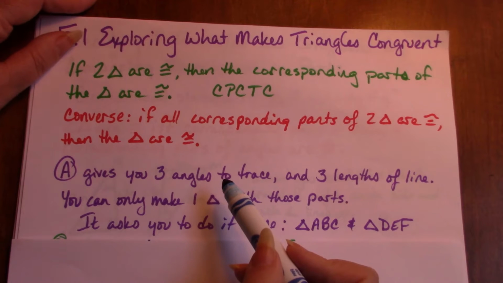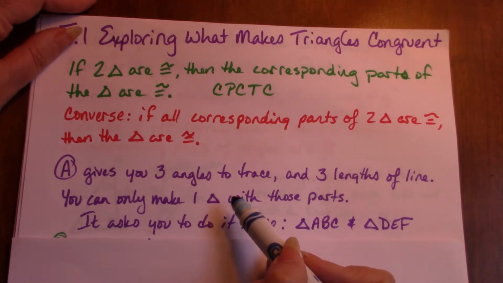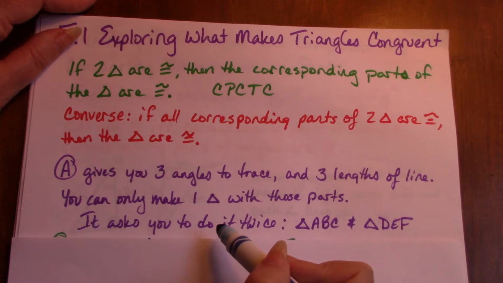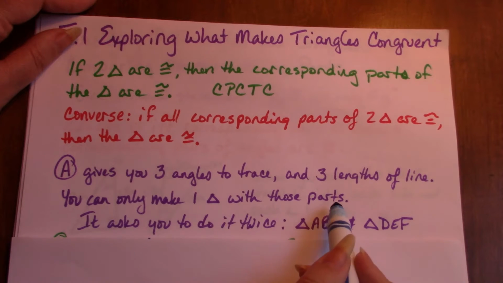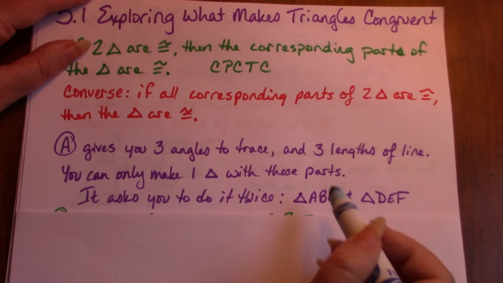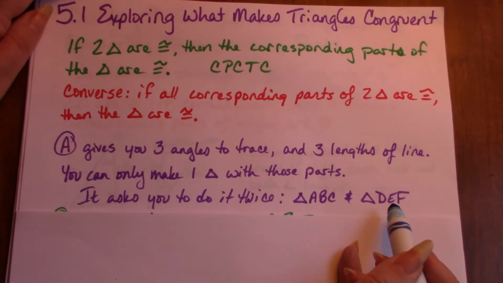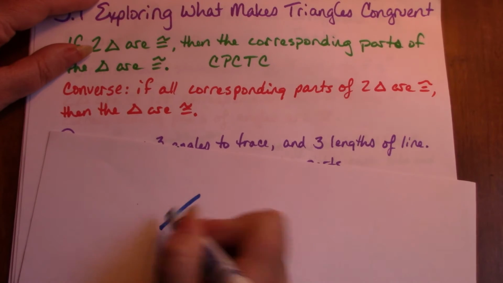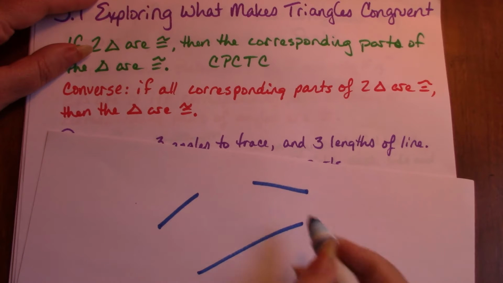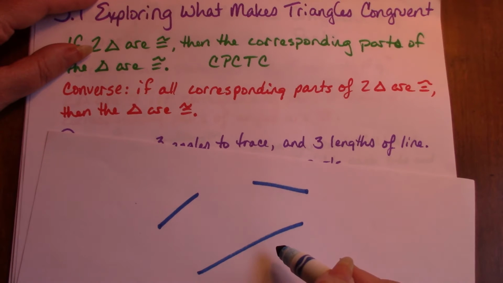A, on this first page of Chapter 5, Section 1, gives you 3 angles to trace and 3 lengths of lines. Now, you can only make one triangle with those parts. It asks you to do it twice for triangle ABC and triangle DEF. If you have 3 lengths of lines and you're asked to put those together, there's only one triangle that will make.